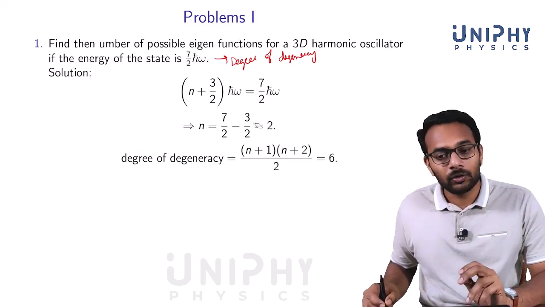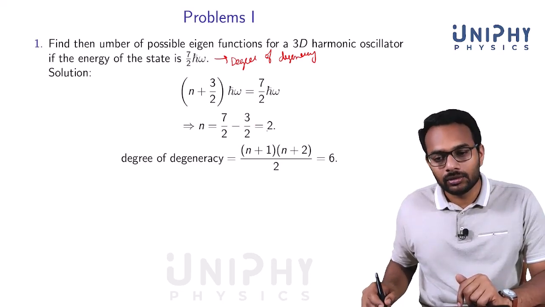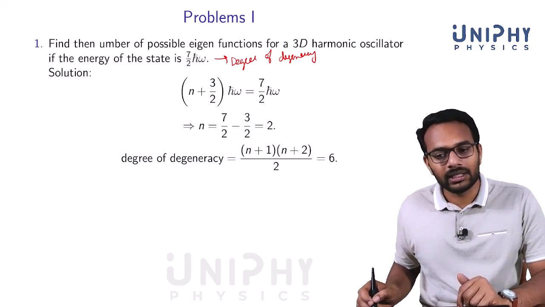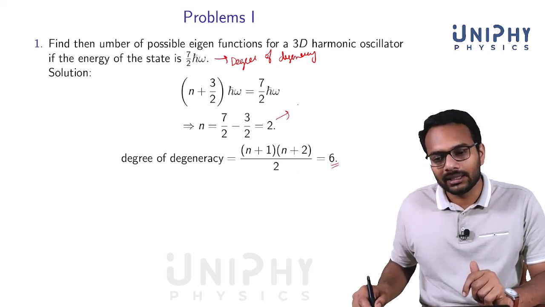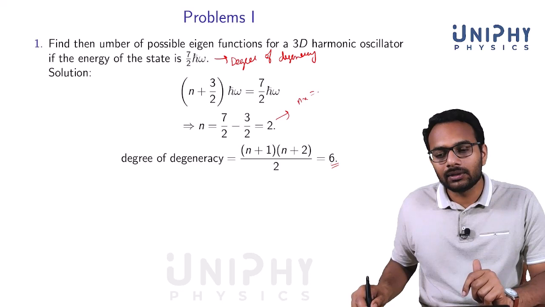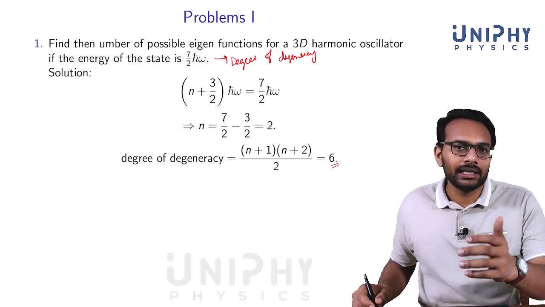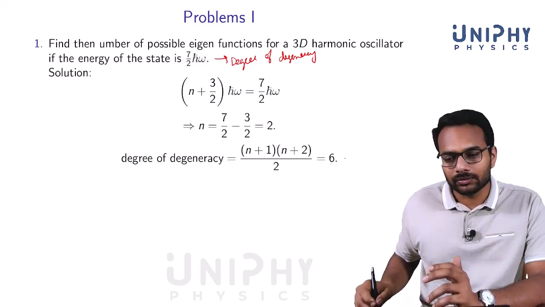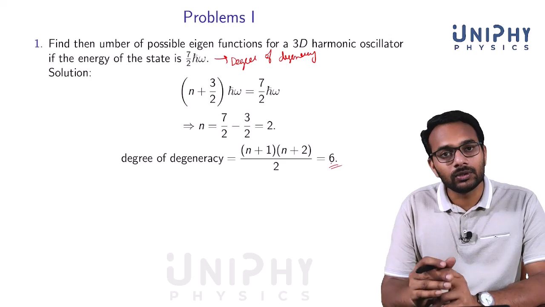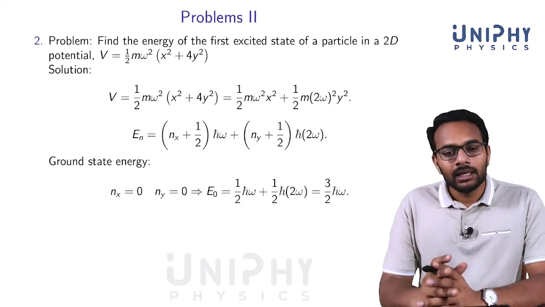Now, the degree of degeneracy is (n plus 1) into (n plus 2) divided by 2, which is equal to 6. You can also check this in a different way: you can actually count the number of states. Try counting the number of states to get the same result. We'll just use this formula to get the final result, which is equal to 6. All right, let's do another problem.